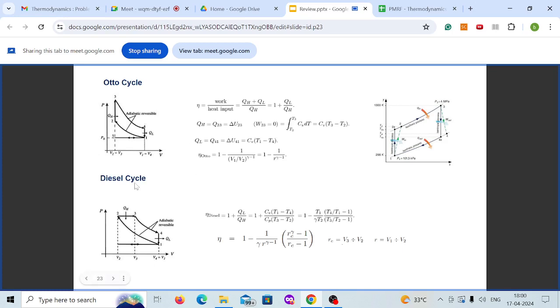The other case is the diesel cycle. In the diesel cycle, the only change is that the heat addition occurs at constant pressure instead of constant volume.